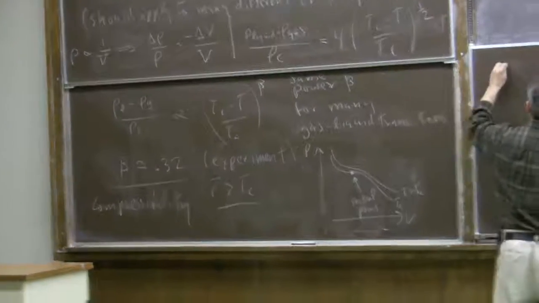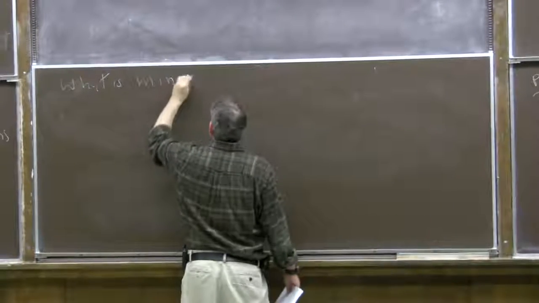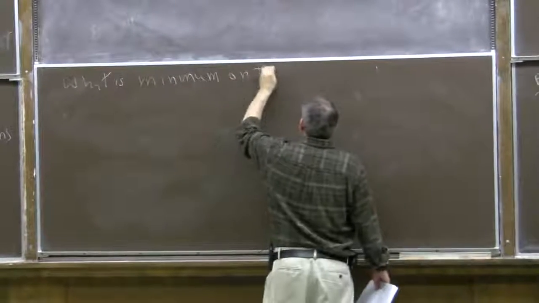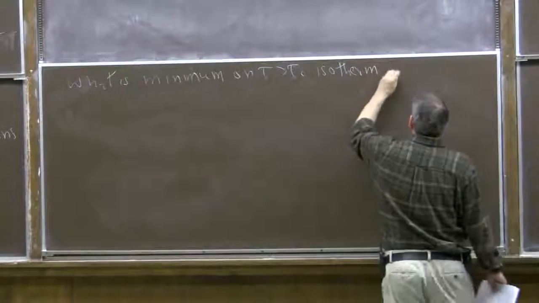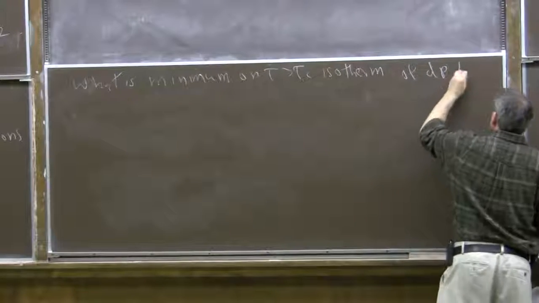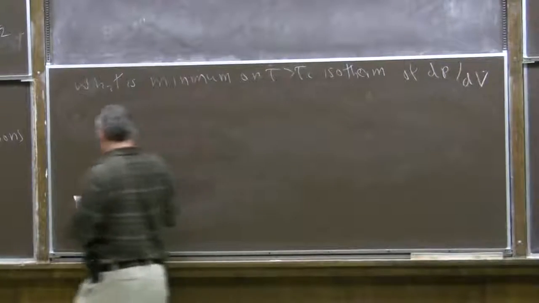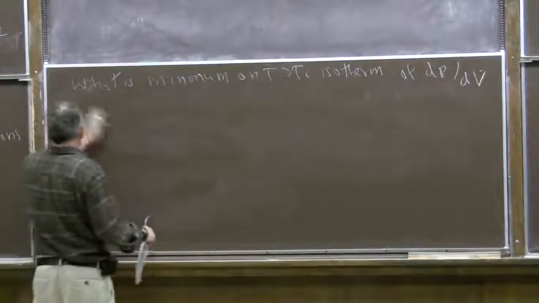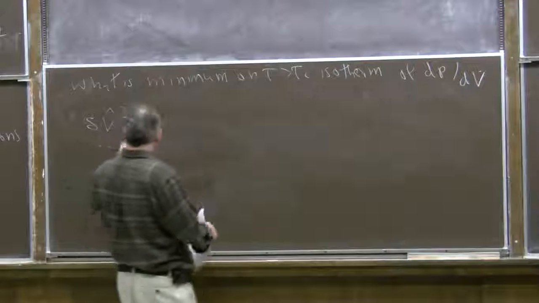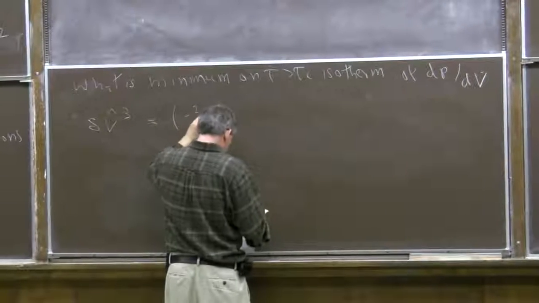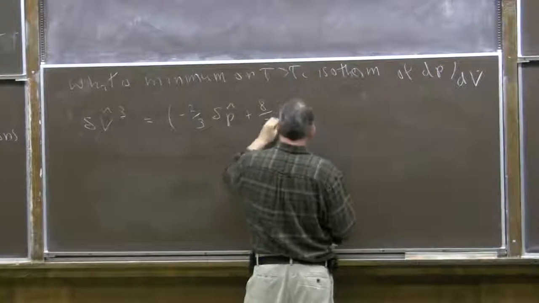So the question we want to ask is, what is the minimum value on some tau greater than tau critical isotherm of dp dv? So let's go back to our approximate equation of state when we're close to the critical point, which I'll just write down again. Delta v hat cubed equals minus 2/3 delta p hat plus 8/3 delta tau hat.